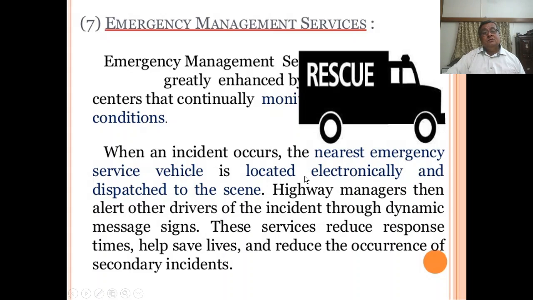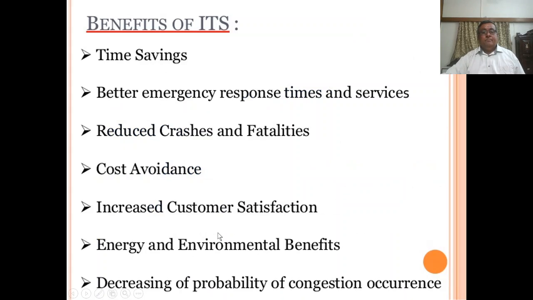Emergency management services are greatly enhanced by the government and centers that continually monitor emergency conditions. When an accident occurs, the nearest emergency service vehicle is located electronically and dispatched to the scene. Highway managers then alert other drivers of the incident through dynamic message signs. These services reduce response times, help save lives, and reduce the occurrence of secondary incidents.